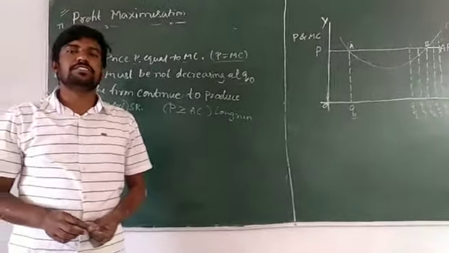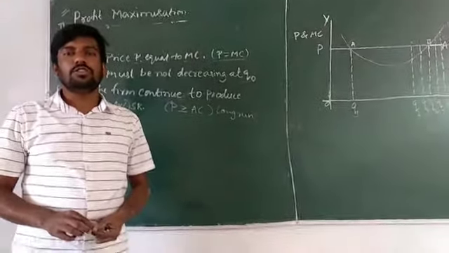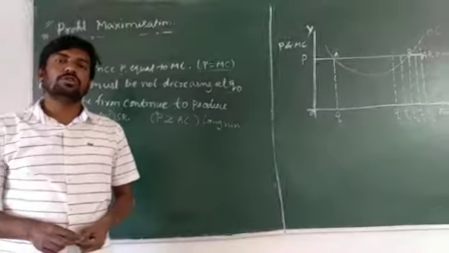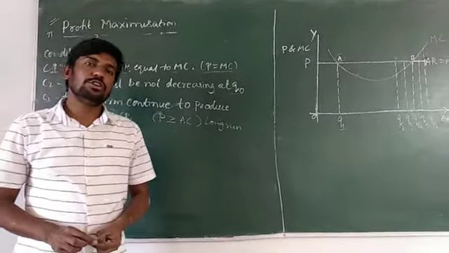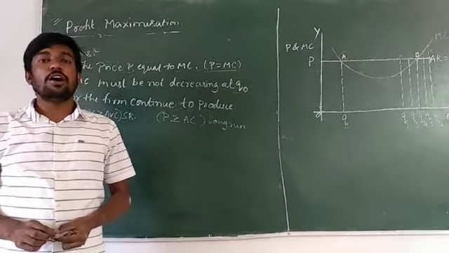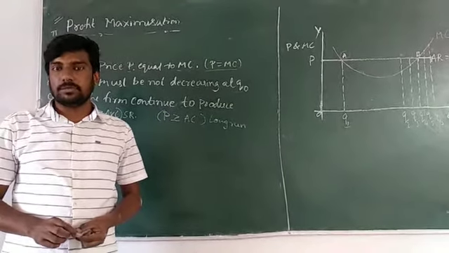Last class we discussed revenue and its concepts. We discussed the three types: total revenue, marginal revenue, and average revenue. In today's class we are going to learn how a firm achieves its maximum profit.